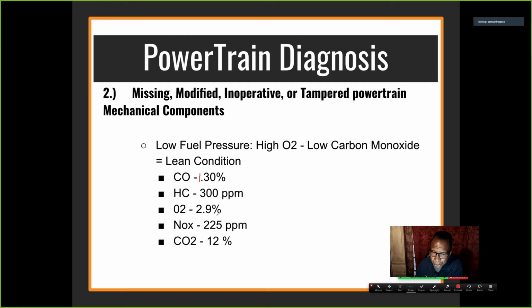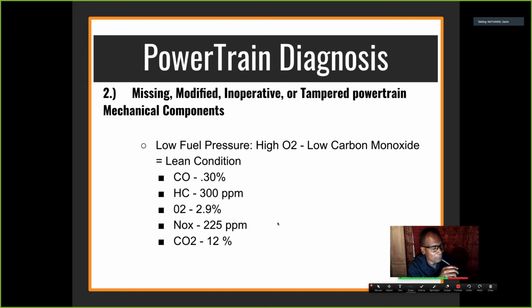Let me see if I understand. So for example, you can have a vacuum leak that's drawing in more air, right? Yes. That's going to push your O2 readings up. Okay. Yes. Once that oxygen sensor reads that, it's going to command more fuel in response, and then that's going to drive the hydrocarbon and the carbon monoxide up. Oh, that's a very good question.